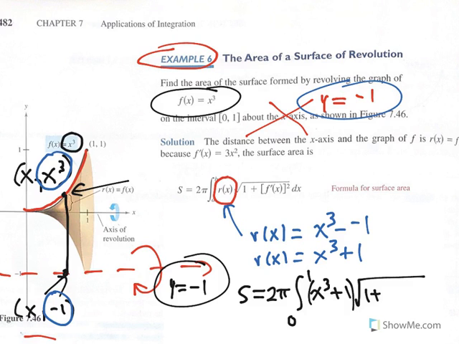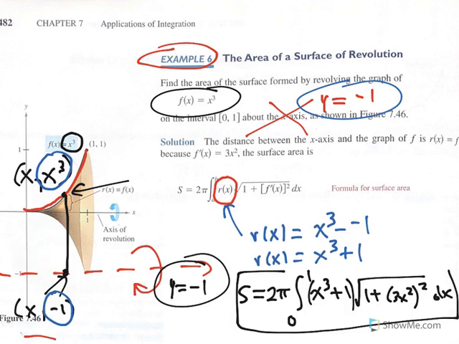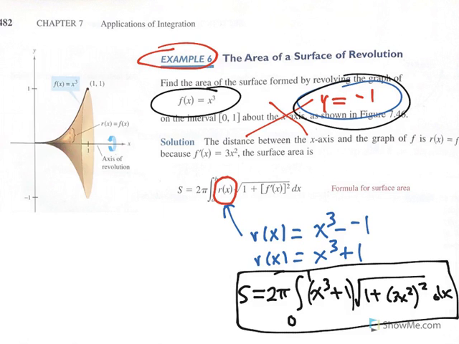1 plus the square of the derivative. So the derivative is the same because we have the same function. So we still have 3x squared. And then you have to square that, and dx. And we'll leave it at this because all we wanted to do was write a definite integral that would give us the area of the surface of revolution for our new surface where the axis of revolution is y is equal to -1.